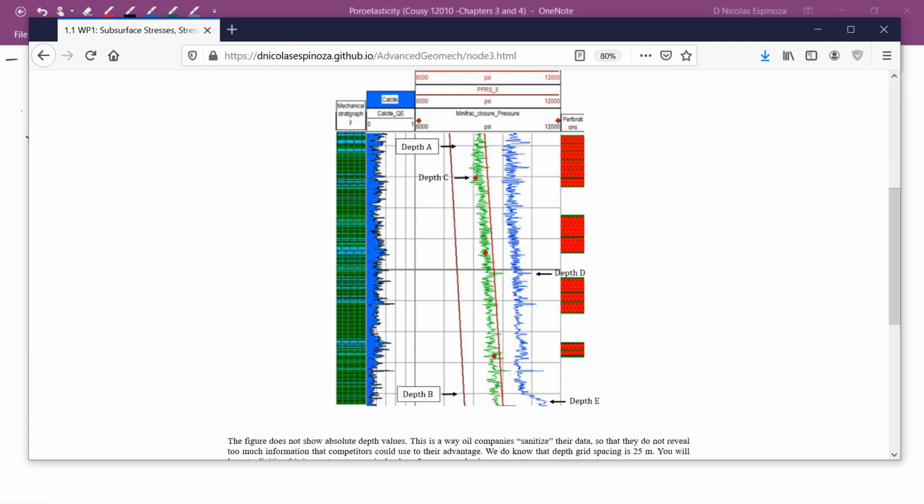All right, so with this we finish this lecture, and in the next lecture we're going to start talking about problems of undrained poroelasticity.